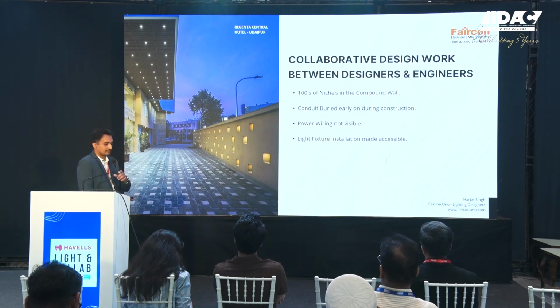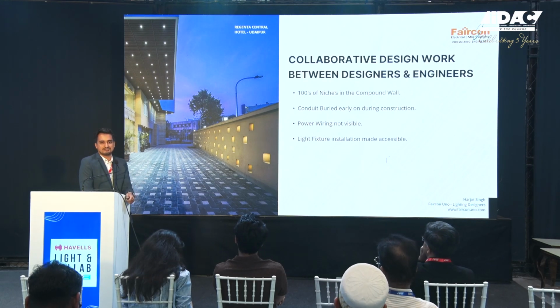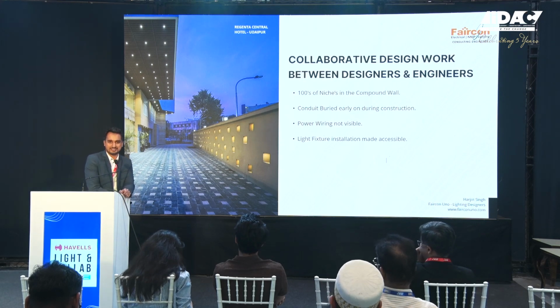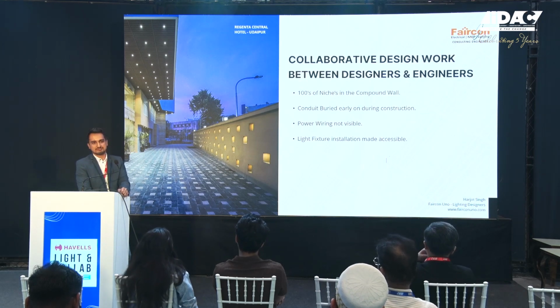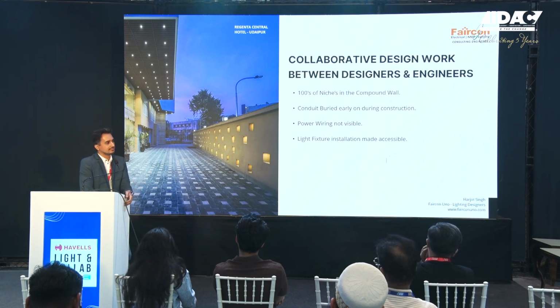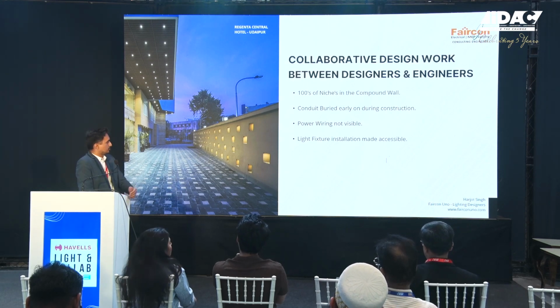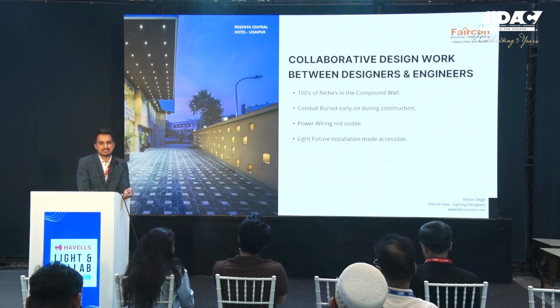This is another case study, same hotel. The compound wall is one of the first structures to go up in any project because they would like to demarcate the plot. So the architect, since we were on board right from the beginning, as building services engineers, normally lighting designers are brought in later on. We saw these niches that were created by the architect. These are about 250 by 250 niches. There are about 380 of them in the three-sided compound wall.